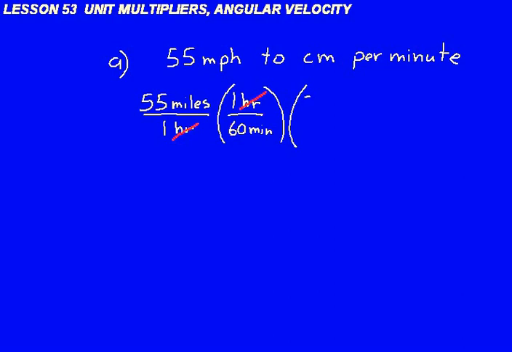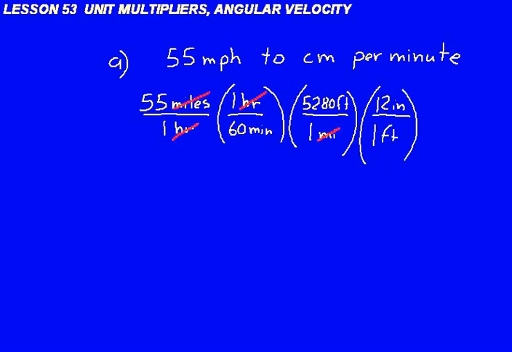And we'll say 5,280 feet. That needs to go on top because the miles need to go on bottom in order for miles to be canceled out. Now we need to cancel the feet, so we say 12 inches over 1 foot, and those feet units cancel. Then lastly we'll say 2.54 centimeters over 1 inch, and the inch units cancel.